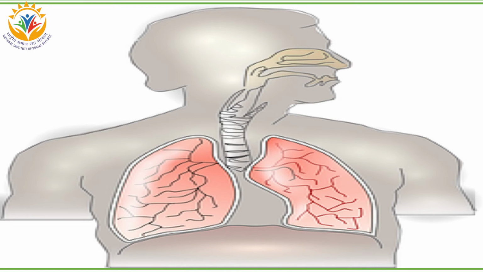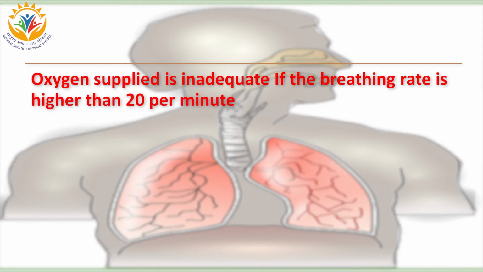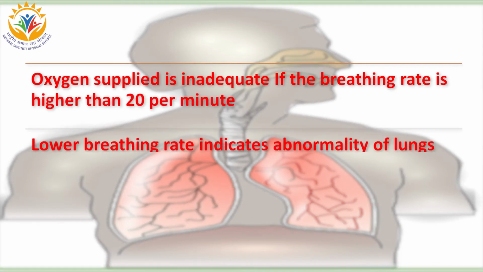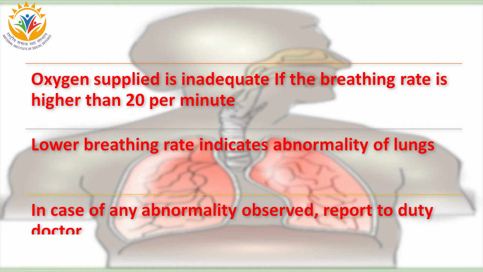If the breathing rate is higher than 20 per minute, it indicates that the oxygen supplied to our body parts is inadequate. A lower breathing rate indicates abnormality of the lungs. Both high and low breathing rates must be brought to the notice of the doctor on duty.